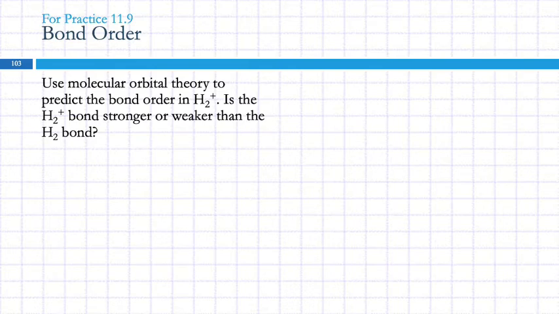So use molecular orbital theory to predict the bond order in H2+. Is the H2+ bond stronger or weaker than the H2 bond? Now, there's bad news first. There will be some questions about this on the next exam. The good news is I'll give you the molecular orbital diagram, and you just have to fill it in. Okay, so it's not that horrible.